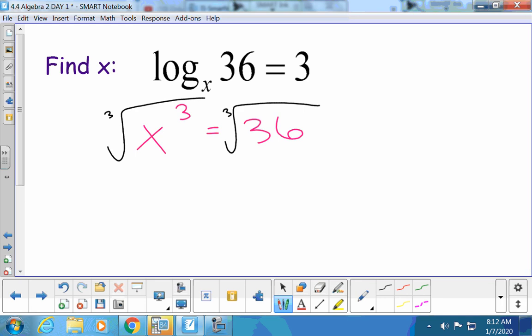I was thinking of my perfect cubes, like 8's a perfect cube, 27's a perfect cube. None of them are going to reduce down, so let's just figure out what the decimal is. In the calculator, cube root 36. 3.3.